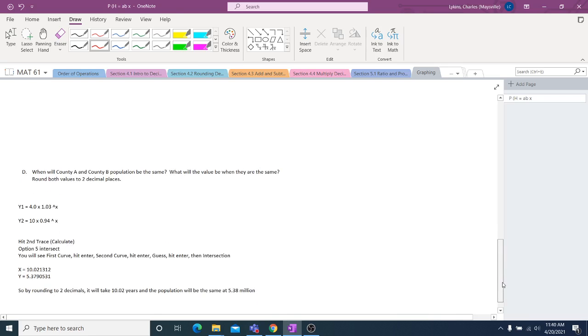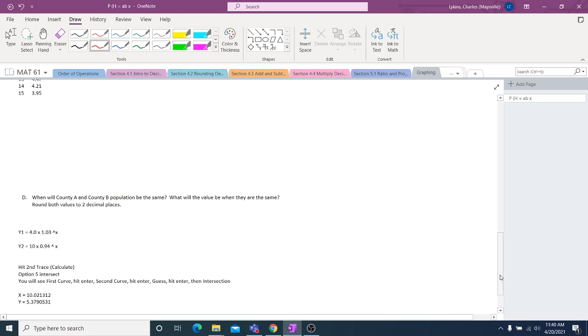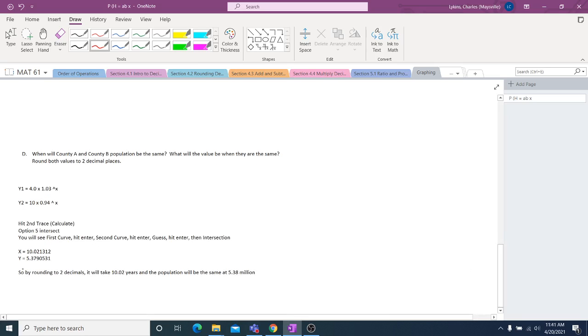So what you should have in this example is x equals 10.021312 and y equals 5.3790531. But remember, it says round to 2 decimals. So finally, I put down here, rounding to 2 decimals, it will take 10.02 years, and the population will be the same at 5.38 million.